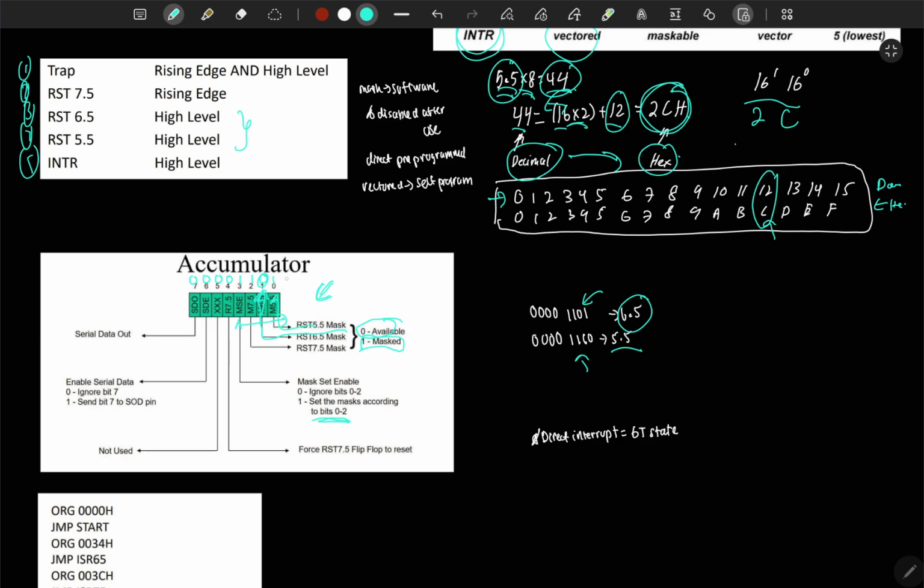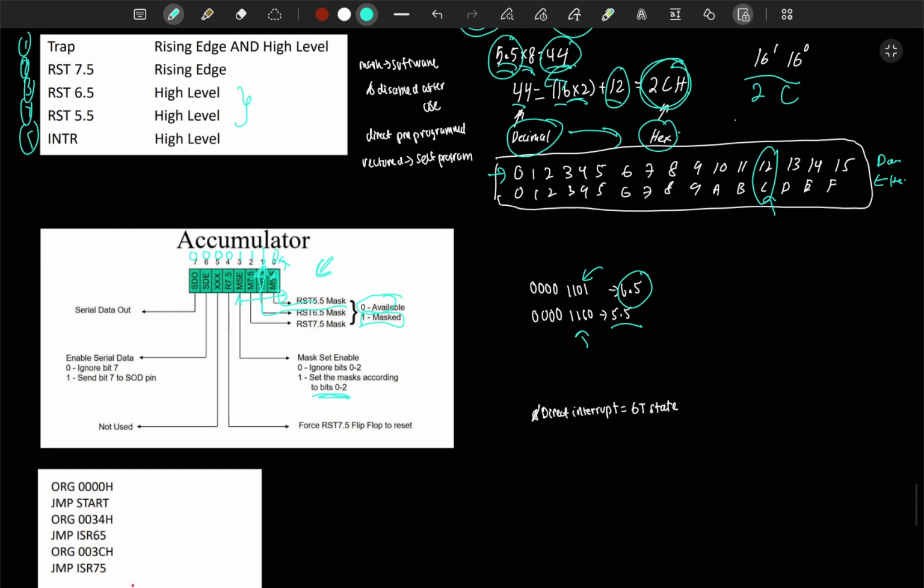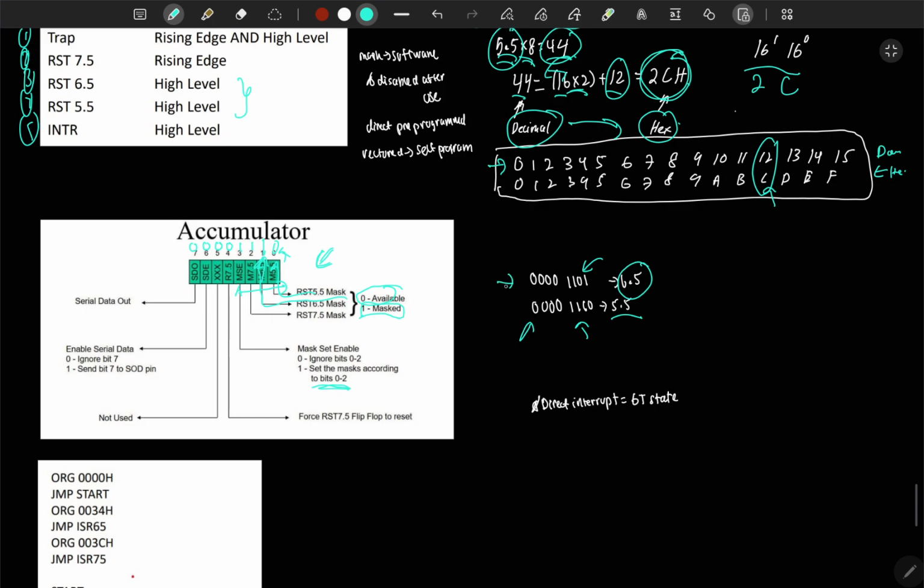Meanwhile, when we're trying to use 5.5, 5.5 is 0 and 6.5 is 1. We are trying to use the one that we want to use. Okay, so these two numbers are something that you need to remember without any acronym or mnemonics. If you want to use a mnemonic, it depends on you. Now, a direct interrupt is equivalent to 60 states.